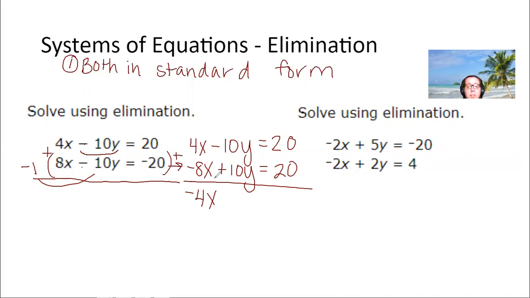It's a good movie. And then negative 10y plus 10y, that's going to cancel because that would give us 0y, and it just cancels out. And then we get equal to 40 because we're adding everything down. Now we just have a one-step equation, and we can solve it easily for x. We divide both sides by negative 4, and we're left with x is equal to negative 10.